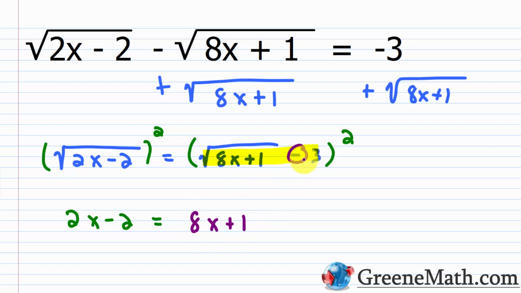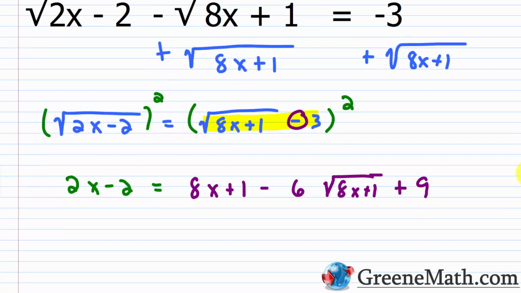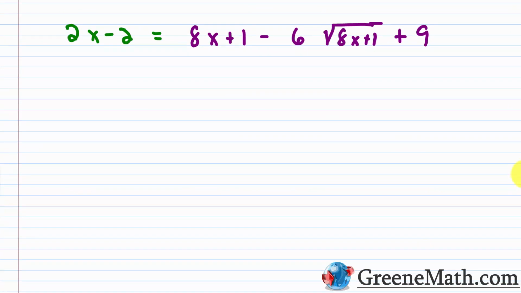Then you have a minus here, so this would be minus. You're going to have 2 times this square root of 8x plus 1, and then times the 3. So 2 times 3 is 6, so let's just put a 6 there. Then plus the last guy here, 3 squared. Okay, let's scroll down and get some room going. All right, a lot to clean up here.